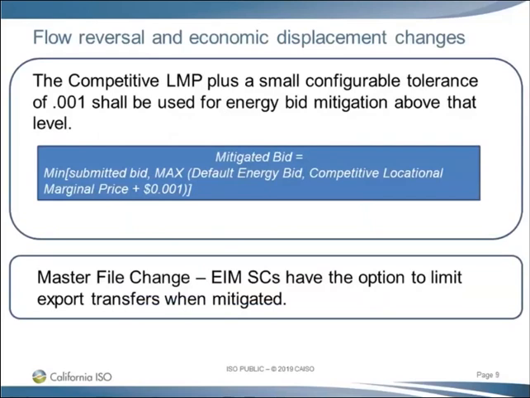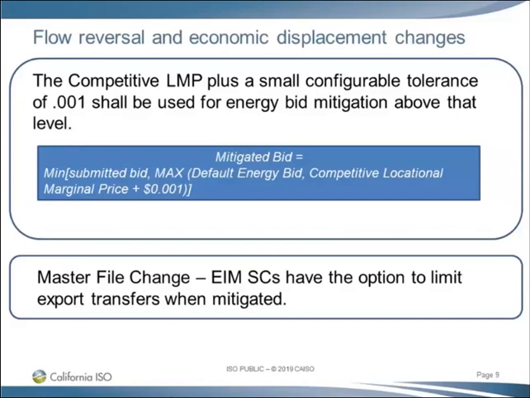Another thing that we're going to do is add a tolerance. As you can see here, there is a formula. The competitive LMP plus a small configurable tolerance of 0.001 will be used for energy bid mitigation above that level. I'm going to try to explain this, but one of my colleagues might jump in and help. The example I'd like to give is if you have a BAA, one BAA, and it's exporting to another BAA, and the importing BAA is import constrained, and then mitigated to the competitive LMP, we want to add that 0.001 to the import constraint to ensure that flow reversal doesn't happen. Did I explain that well enough? So we're adding that 0.001 just so we can ensure that the correct resource is getting mitigated.